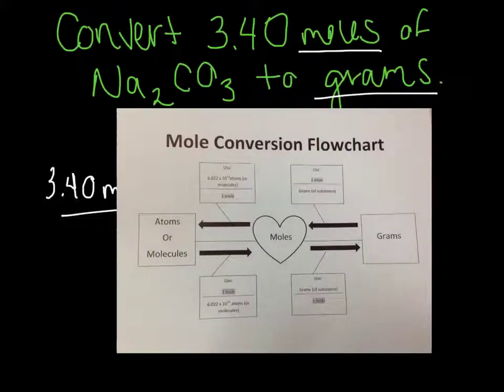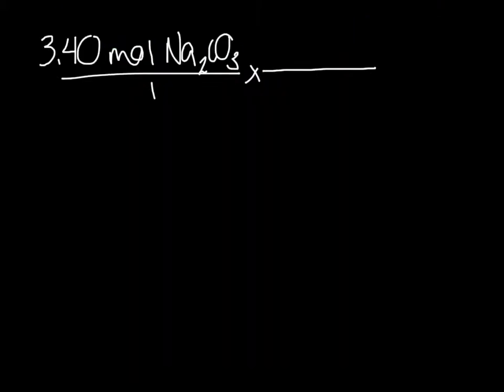So if you take a look at your mole conversion flow chart, we're starting here in the middle with moles, and we're going to grams. Grams is what we want to end up with. So we're going to be using this arrow that goes from moles to grams. So we know the conversion factor we need to multiply it by is the grams of the substance on top and 1 mole on the bottom.